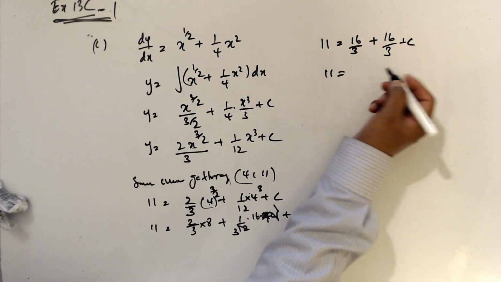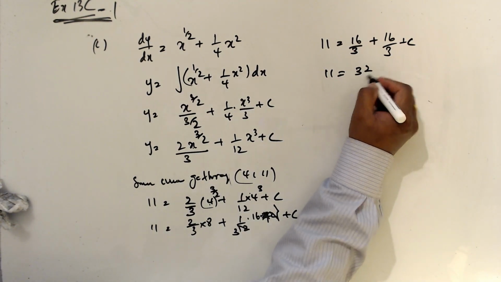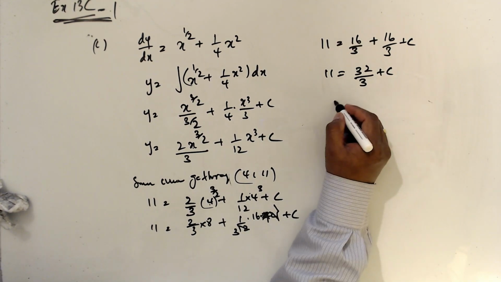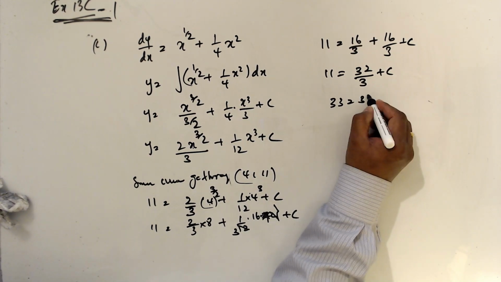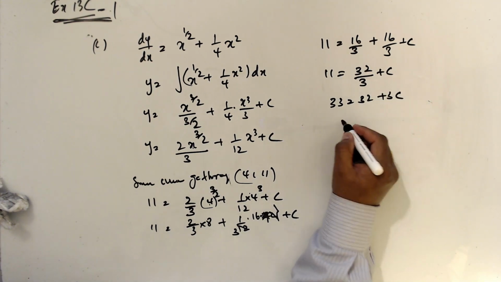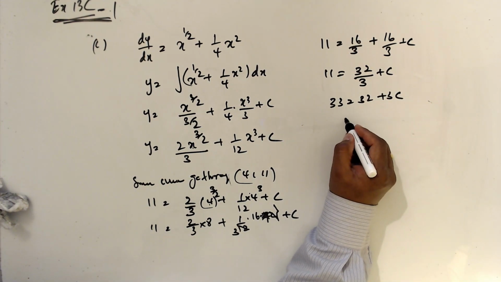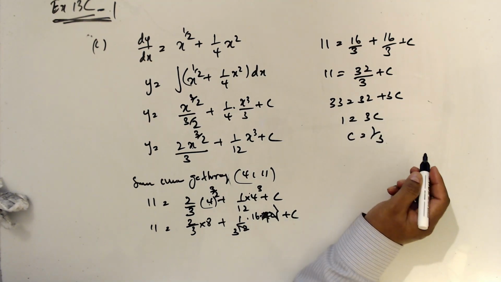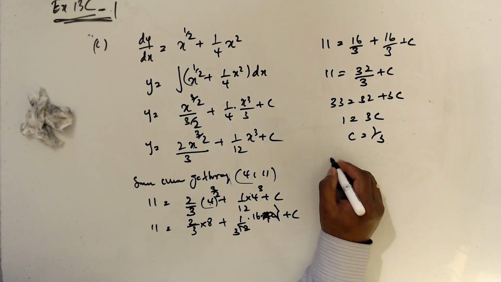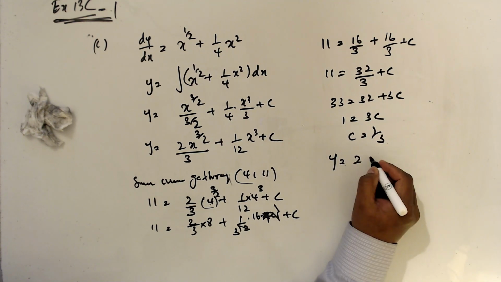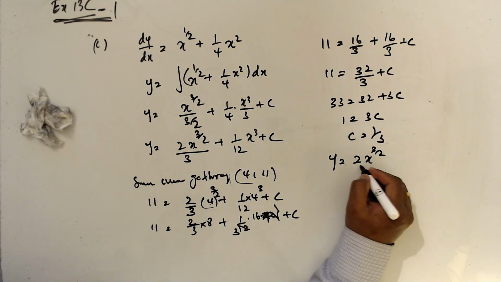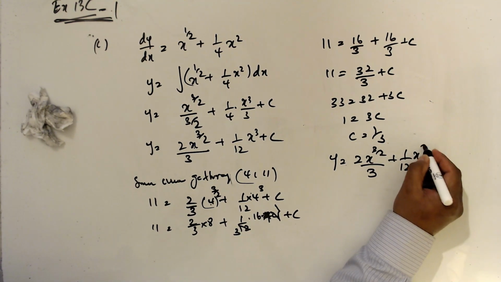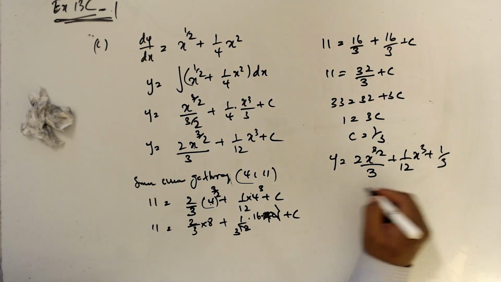So 11 equals 32 over 3 plus c. So this is going to be cross multiply: 33 equals 32 plus 3c. So this is going to be 1 equals 3c, c equals 1 over 3. So the final answer is y equals 2x^(3/2) plus 1/12 x^3 plus 1/3.